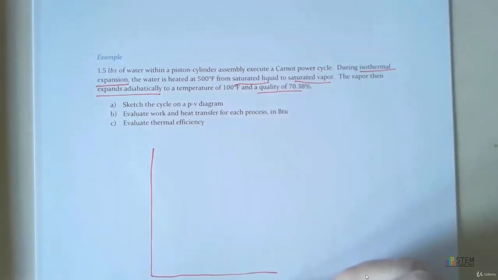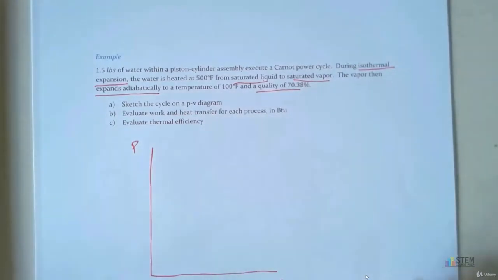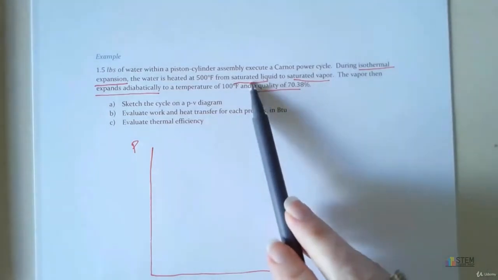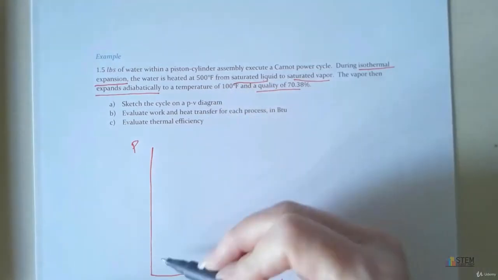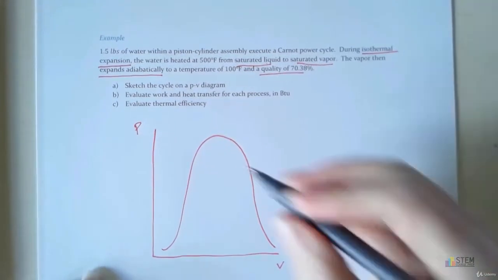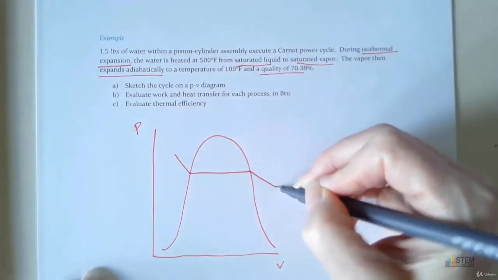Alright, so we got V and then we've got P here. Now, what we need to do is label our states on here. So our initial state, we have saturated liquid, our temperature is 500. Let's go ahead and draw the dome. It's going to look like that. And now, let's draw the line for the temperature.